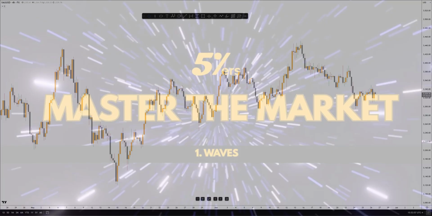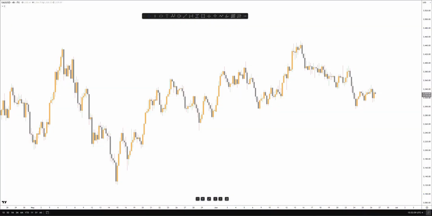Waves. Waves happen in the market when volume changes from buy to sell, sell to buy. That's why we have these candlesticks, bars, Renko chart, line chart, whatever we use. That's why the market goes up and down.